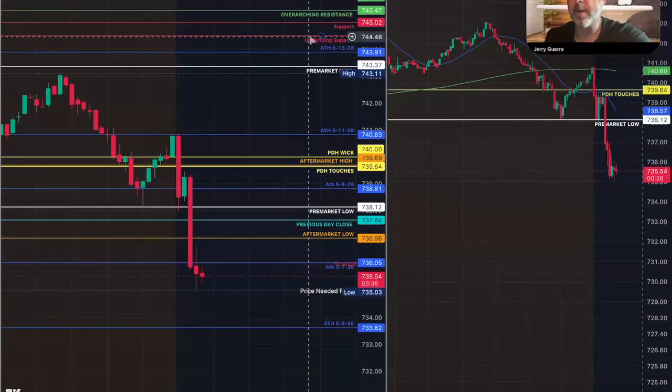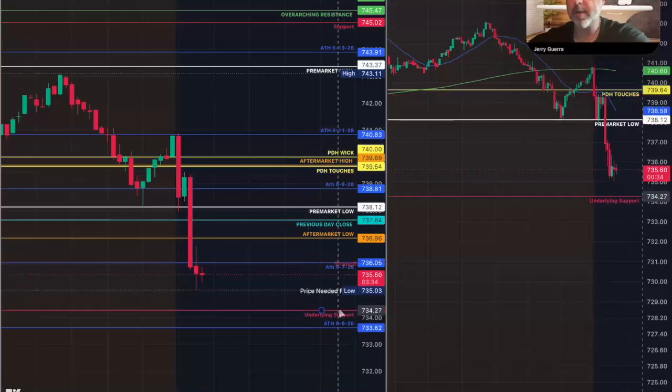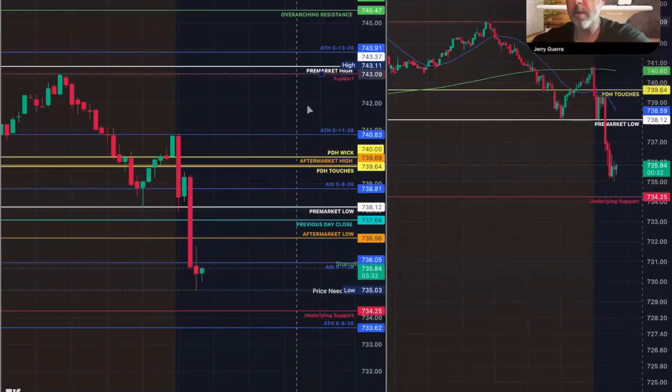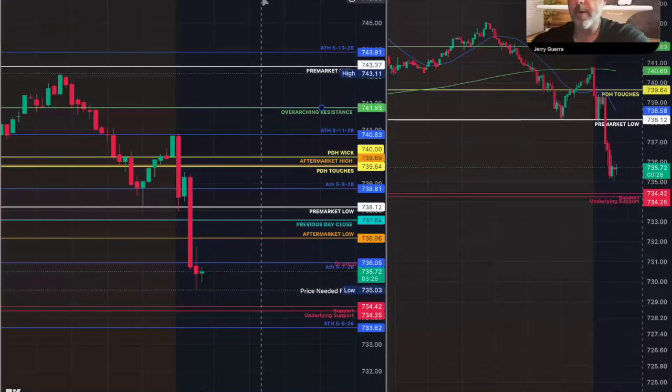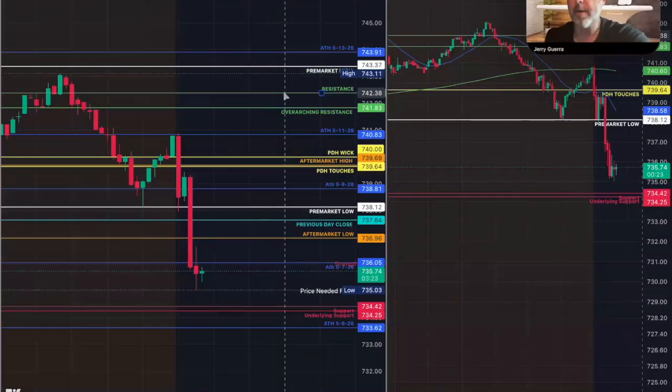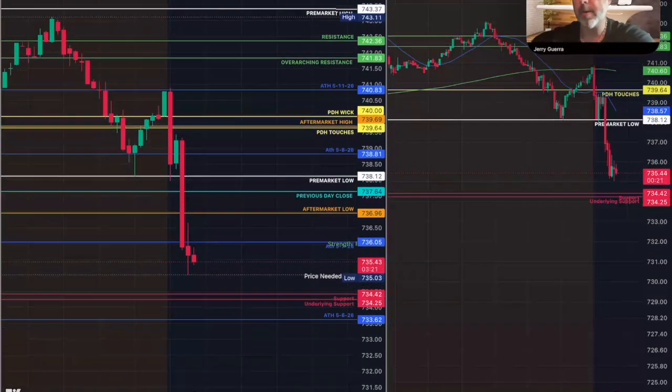So we'll snatch down underlying support now, way down here, just to get it out of the way. We'll put support right here just to get it out of the way. Overarching we'll put here, and resistance we'll put here for now. Those are not marked on anything yet, team.